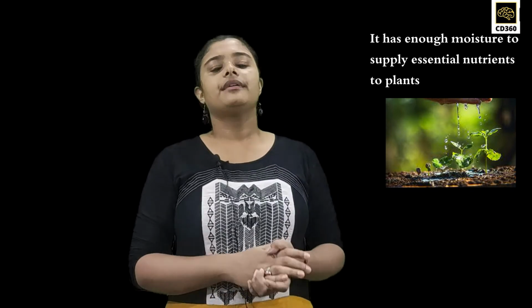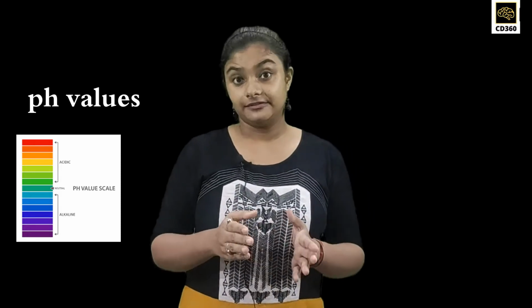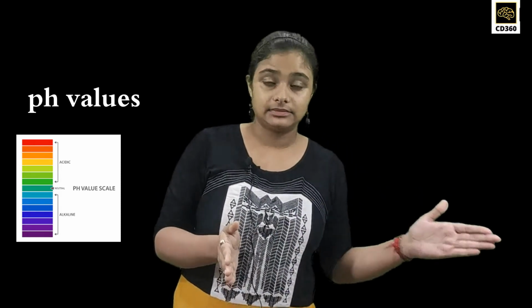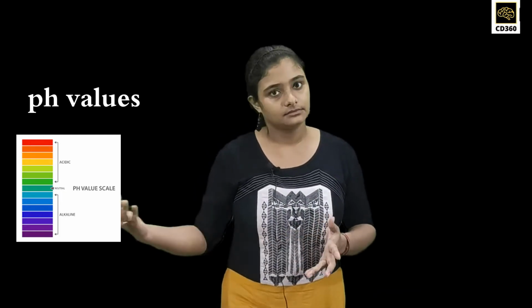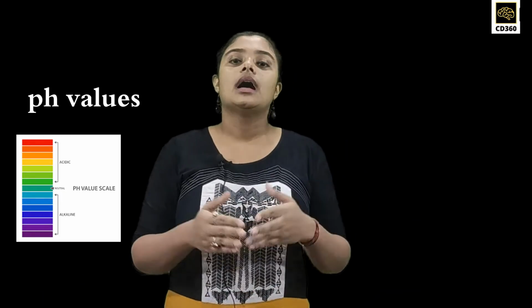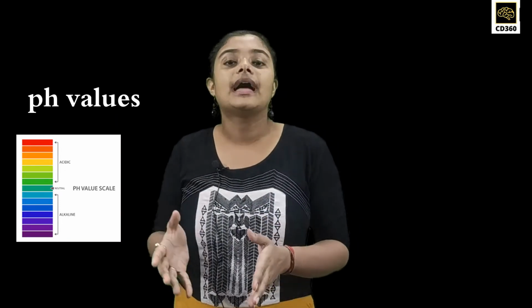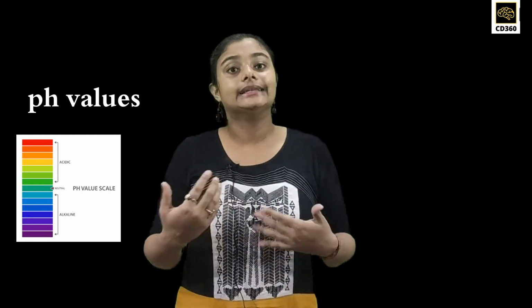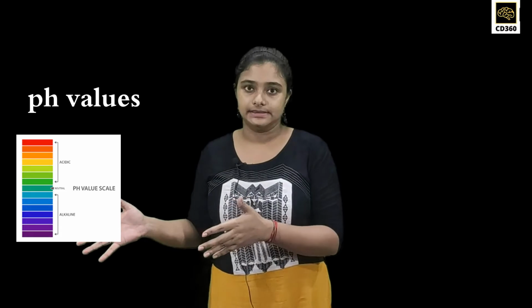Next, soils have different pH values. If the pH value is less than 7, these soils are known as acidic soil, due to the presence of acidic elements. If the soils have a pH value of more than 7, they have alkali content, alkali elements in them. Those soils are known as alkali soils.